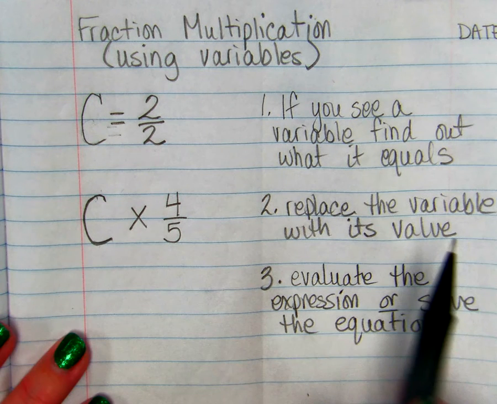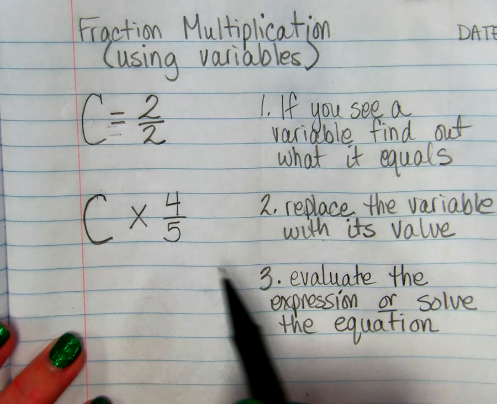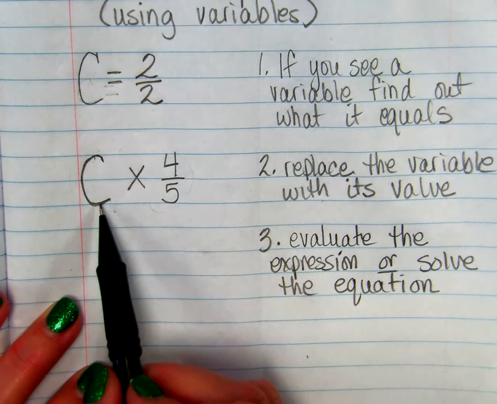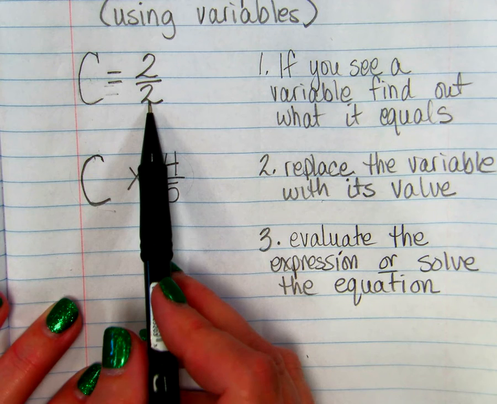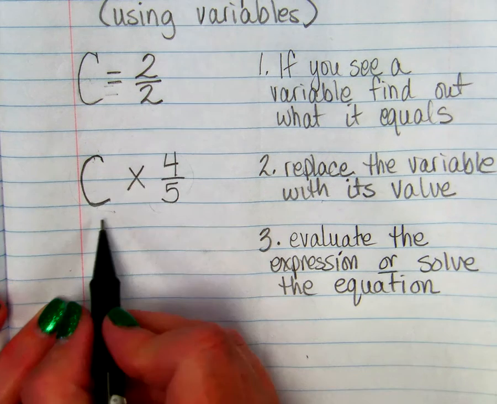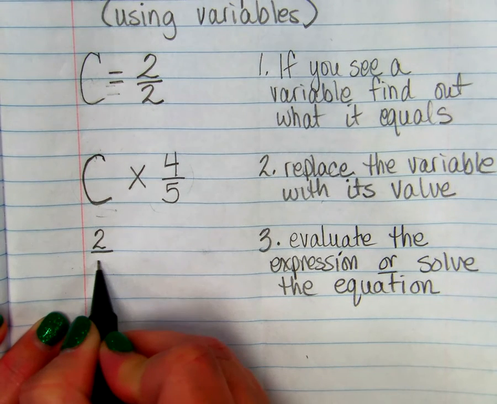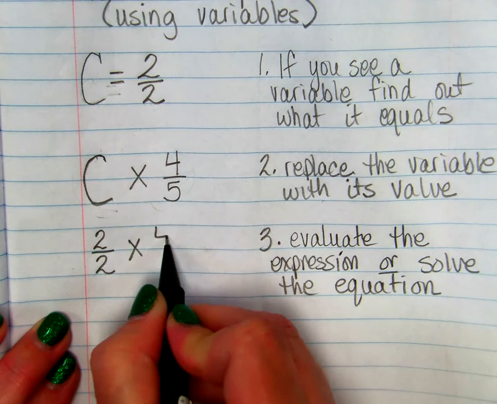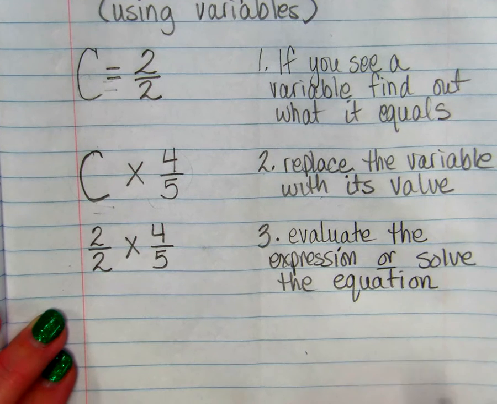So what do you do? Step 2, replace the variable with its value. All right, so we are going to rewrite this expression, but instead of the letter C, we are going to put in, you got it, we're going to put in 2 halves. So let's skip a line, and instead of the letter C, let's put the value that we have for C. Now this looks a lot more like it. Now we can solve that. Yes, we can evaluate this expression.